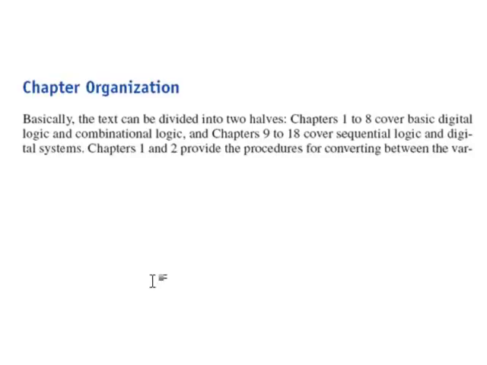Basically, the text is divided into two halves. The first half, chapters 1 through 8, covers the basic digital logic and combinational logic. And then as you move into chapters 9 through 18, we'll switch over to sequential logic and digital systems.